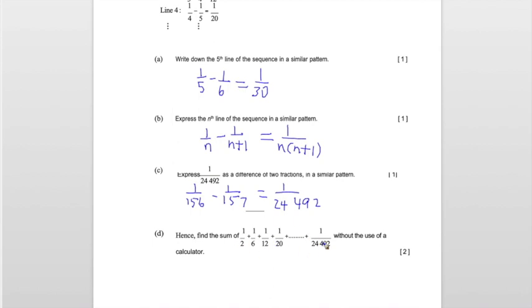So now, in order to add up all the sum, it adds up to this number here, and we know that all these numbers can be rewritten in this form. Therefore, the total is actually 1 minus 1 over 157, which is actually 156 over 157. And that completes paper 1.